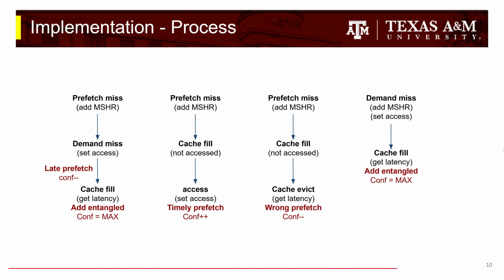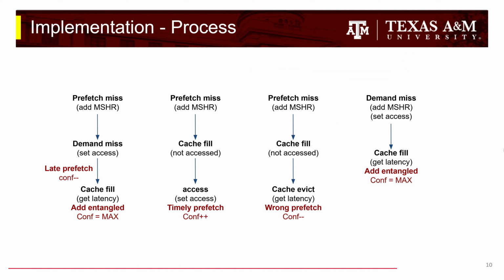This is done by searching for a corresponding source in the history buffer as depicted in the first and fourth columns of this chart. An entangle pair is entered into the entangle table. Upon their introduction, these pairs are assigned the highest confidence value as they are anticipated to be timely. However, adjustments to the confidence counter are made based on the nature of the prefetches.